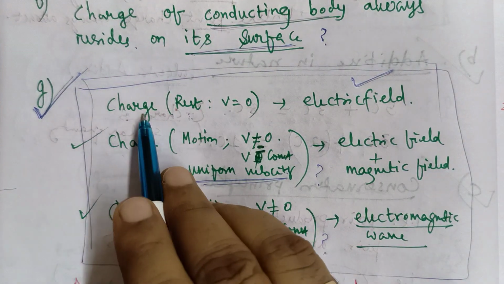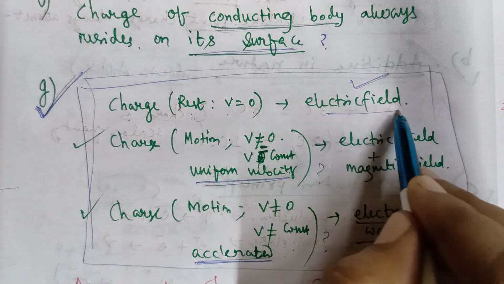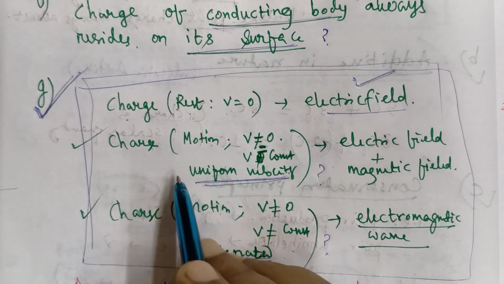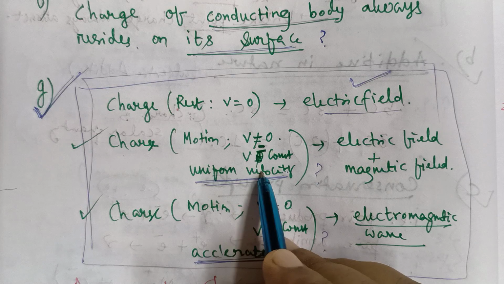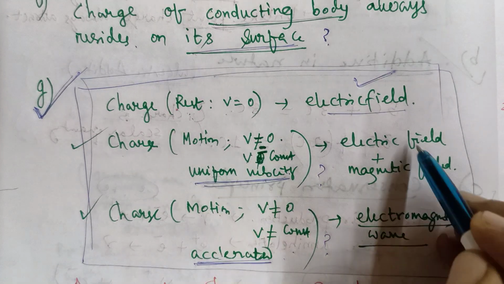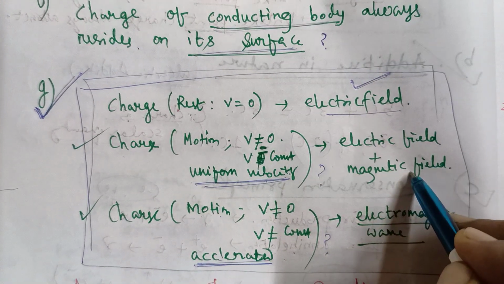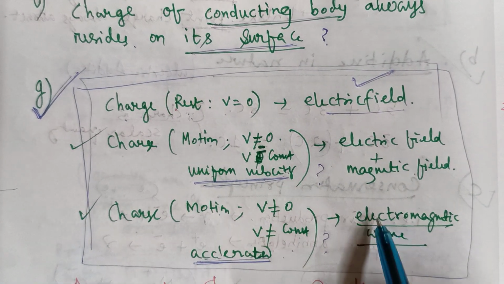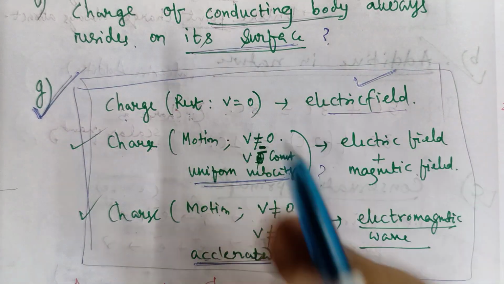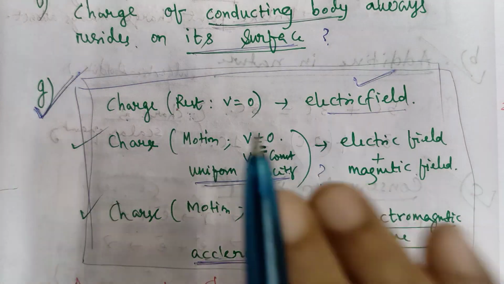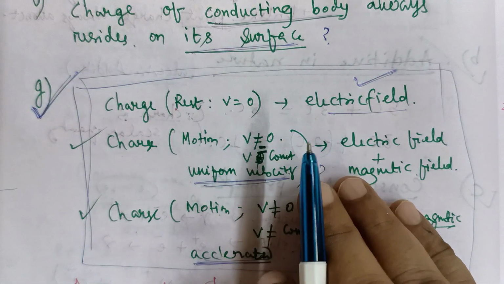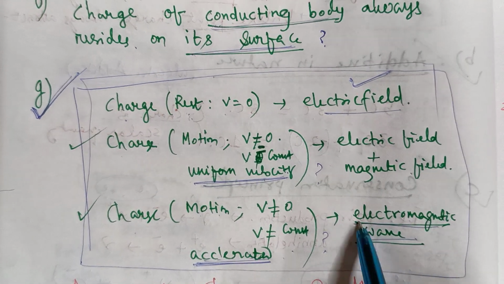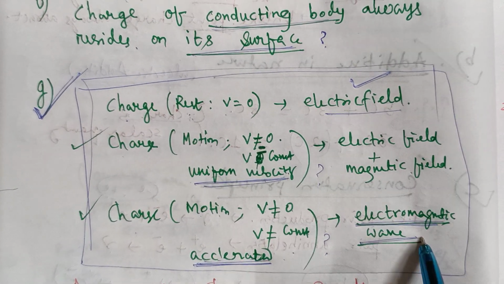You remember, when charge was at rest, there was only an electric field. When charge is in uniform velocity, that means current is there. Electric current exists. Then electric field plus magnetic field exists. When charge is accelerated, this electric field and magnetic field start to fluctuate, like the fluctuation of water in a pond, that is a water wave. Similarly, you will find another new topic, electromagnetic wave.